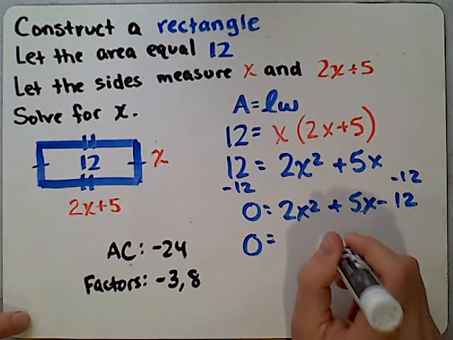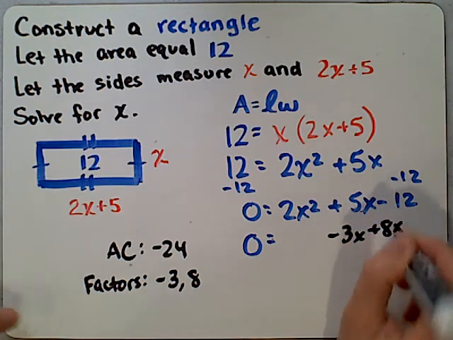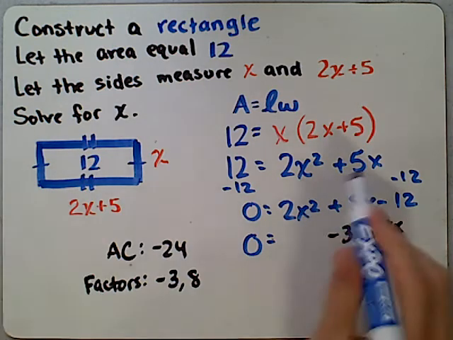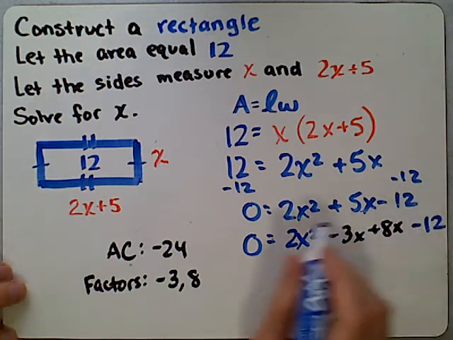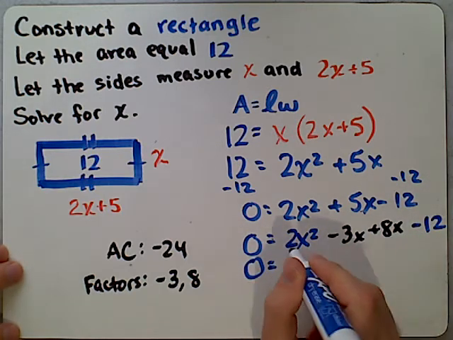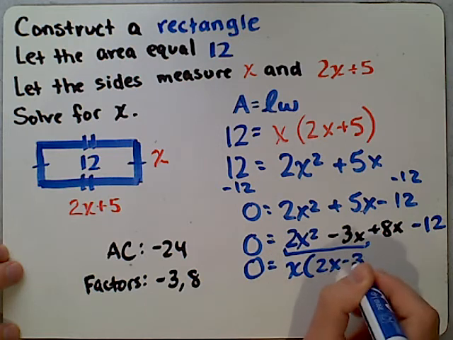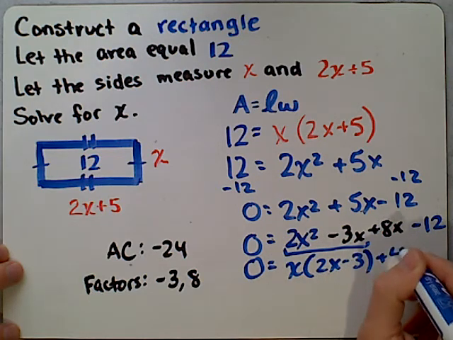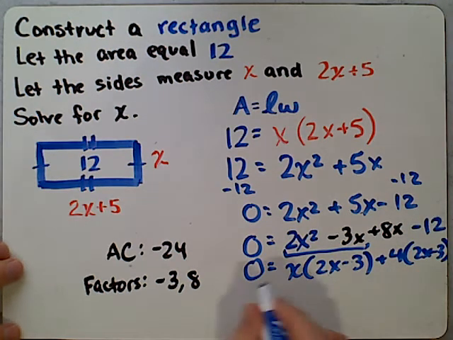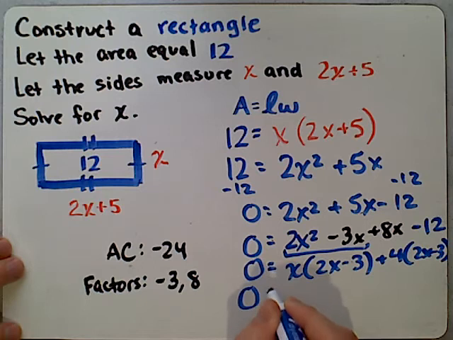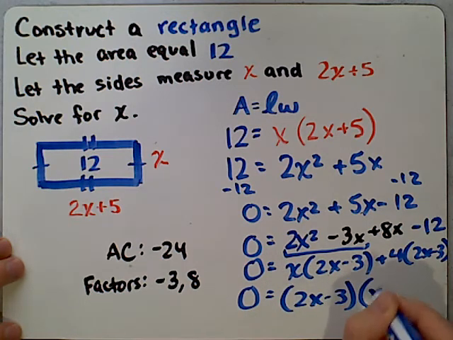Generally, a good idea is to put the negative number first, so I'm going to write that negative 3x here, positive 8x there, and go back to just leaving the 2x squared here in the lead and the minus 12 there at the end. So then we want to factor by grouping. We factor these two, factor out an x, we're left with 2x minus 3. We can factor out a 4, we are again left with 2x minus 3. We would then have 0 equals 2x minus 3 times x plus 4.